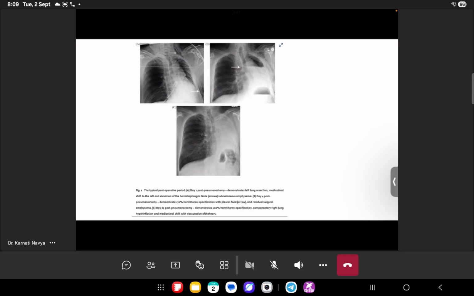This is a typical postoperative period, day one after pneumonectomy, which demonstrates left lung resection, mediastinal shift to the left, elevation of the hemidiaphragm, and the presence of subcutaneous emphysema. The second X-ray is the day 4 post-op X-ray after pneumonectomy. It demonstrates 70% hemithorax opacification with pleural fluid and residual surgical emphysema. The third X-ray is day 65 post-pneumonectomy, which demonstrates 100% hemithorax opacification, compensatory right lung hyperinflation, and mediastinal shift with obscuration of the heart.